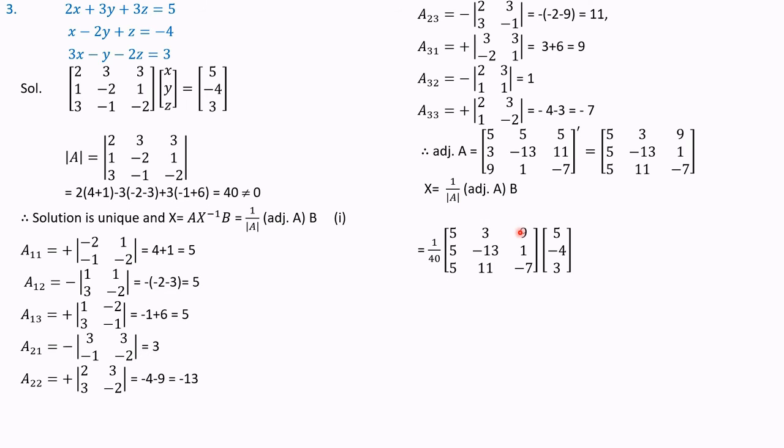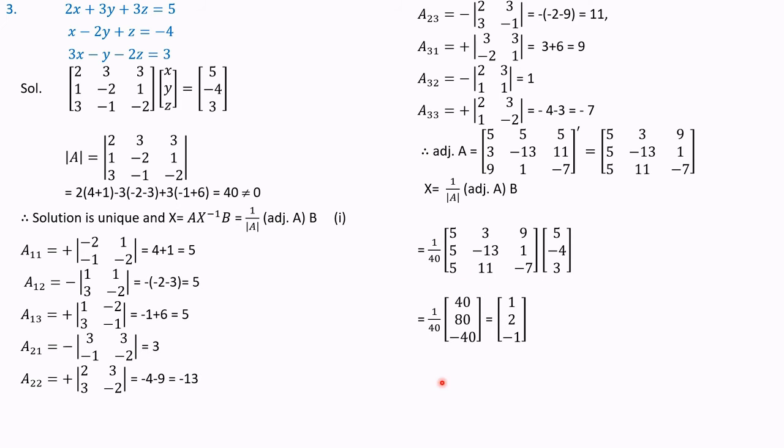We will substitute the values. Therefore, 1 by determinant A, determinant A is 40. So we will put 1 by 40 into this matrix as it is, into B. B is here in the given equation. It's 5, minus 4, 3. We have put it. Now we have to do multiplication of matrix A into matrix B. Matrix A is a 3 by 3 matrix. Matrix B is 3 by 1. Hence the resultant will be 3 by 1. So let us do it.